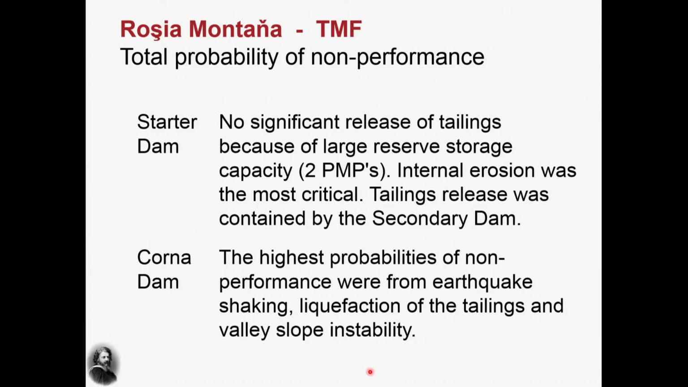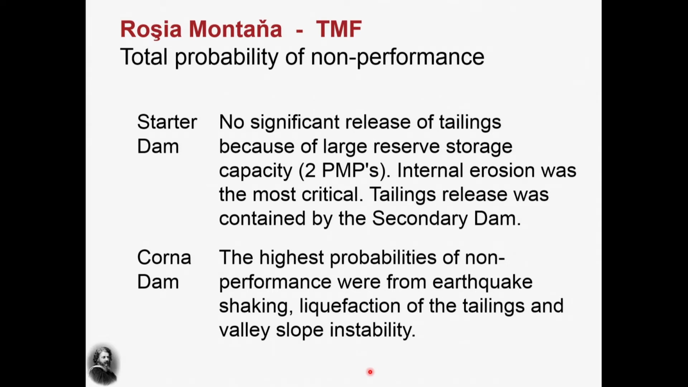After those 56 event trees, we found that for the starter dam, remember there was a very, very large freeboard, twice the probable maximum precipitation in 10,000 years, plus 1 meter. So there was no significant release of tailings for the starter dam because of the large storage reserve. However, as for most dams, internal erosion was the most critical.